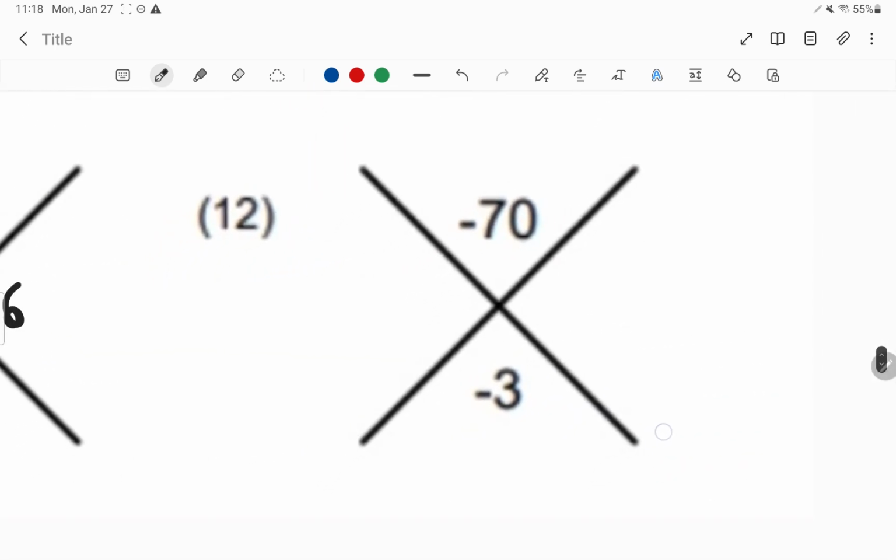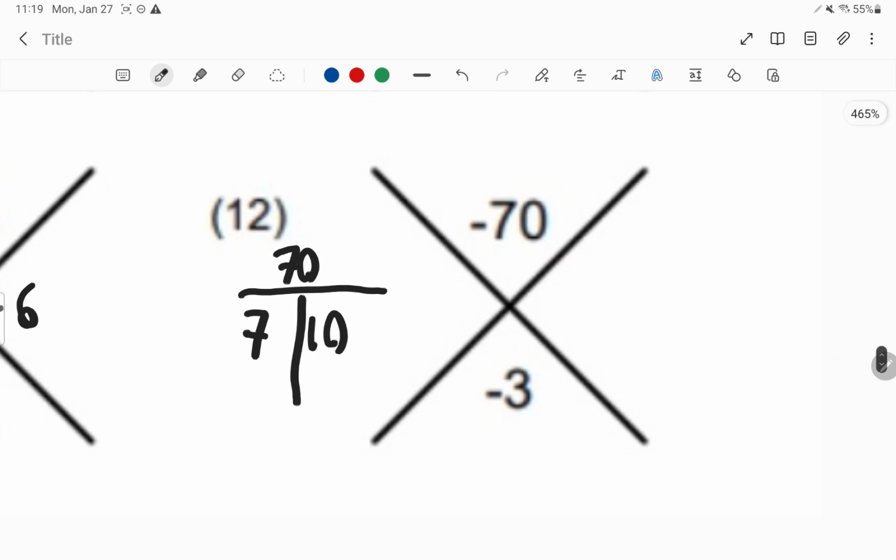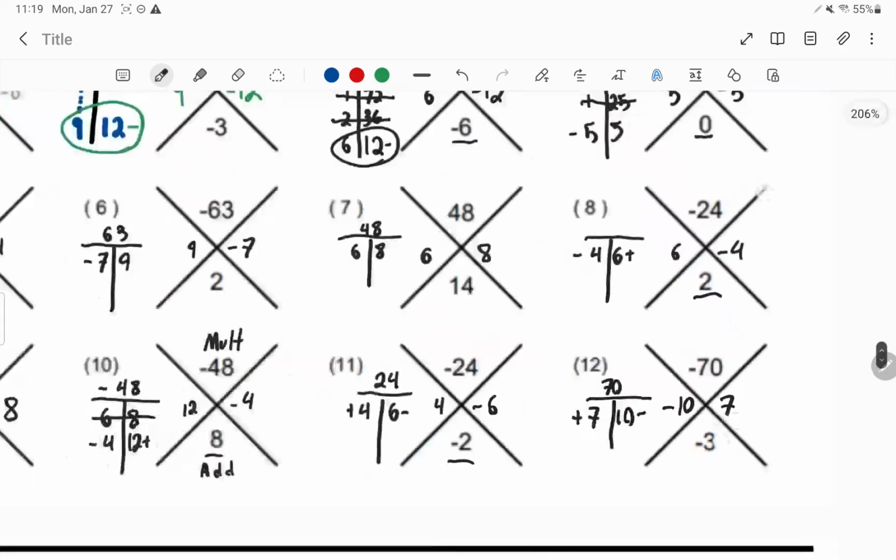And last one, but not least, what gives me 70? 7 and 10. Now, the big one is going to have to be the negative, because again, we need that negative 3 on the bottom. So usually when your number's negative on the bottom, the big one's going to be the negative. And this one's just 7. Alright, so we have all of them.